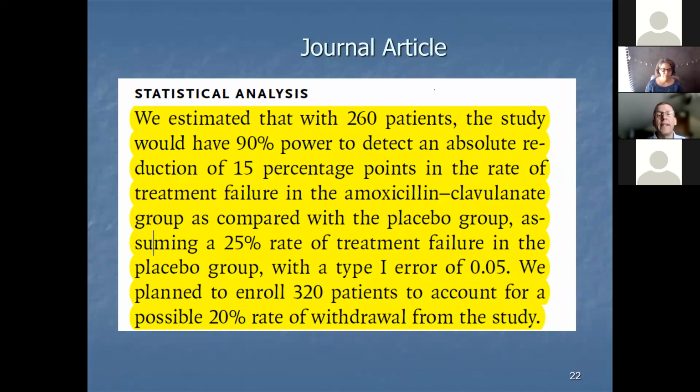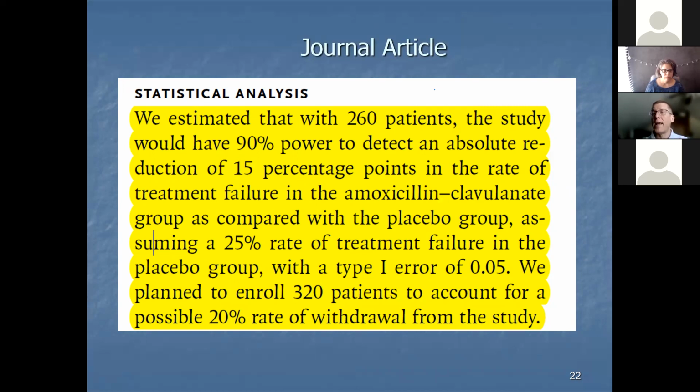And so what we can see here is they say, we estimated that with 260 patients, the study would have 90% power to detect an absolute reduction of 15 percentage points in the rate of treatment failure in our intervention group as compared with the placebo group, assuming a 25% rate of treatment failure in the placebo group with a type 1 error of 0.05. Second sentence, we plan to enroll 320 patients to account for a possible 20% rate of withdrawal from the study. So what they've done is this first sentence talks about those first 5 considerations.